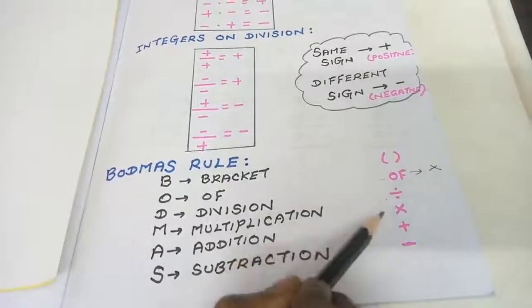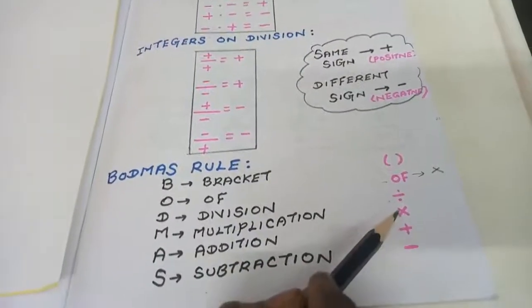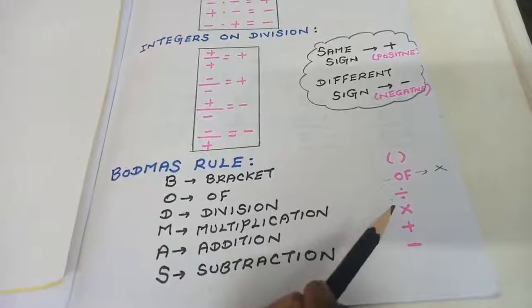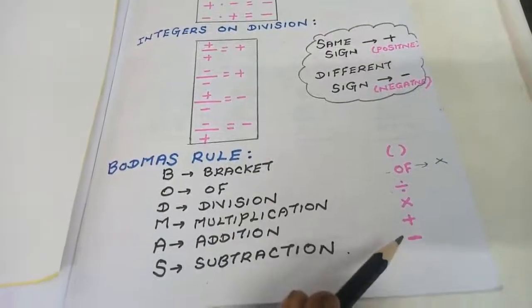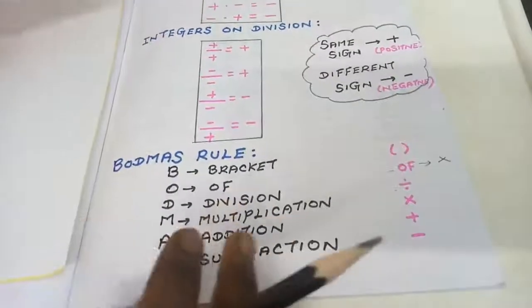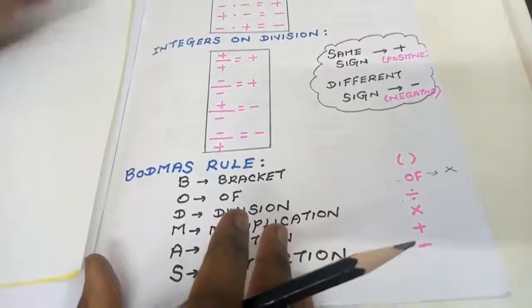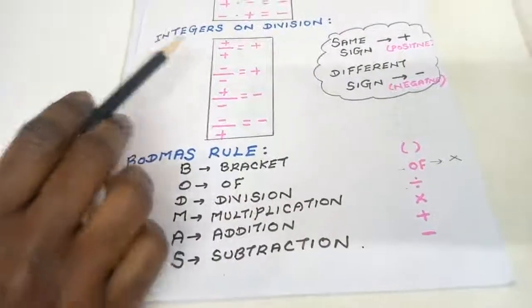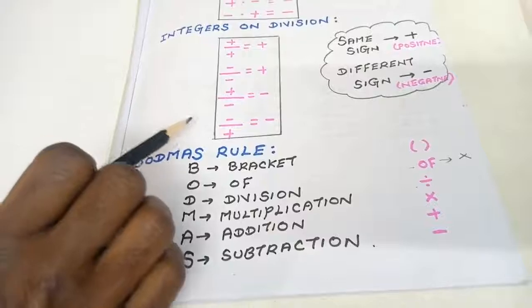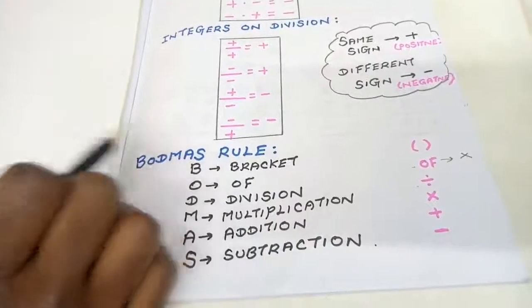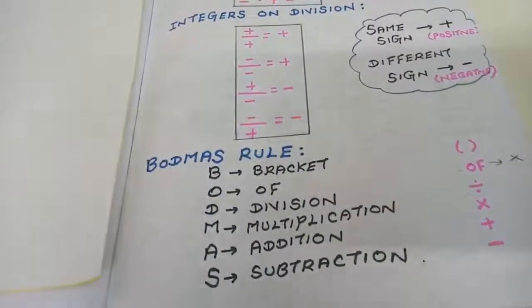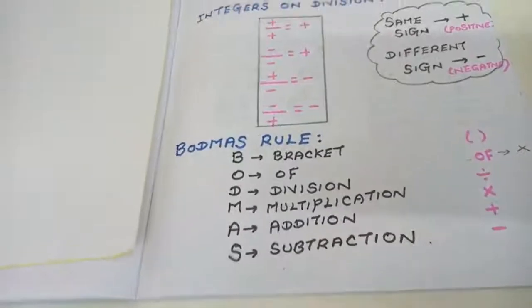Multiplication and "of" are different, but the way of doing the calculation will be the same. You have to be careful in that particular place. So using this is the main idea of integers. If you are thorough with these concepts, you can automatically do all the sums based on integers, students. Now we are going to start with sums based on integers.